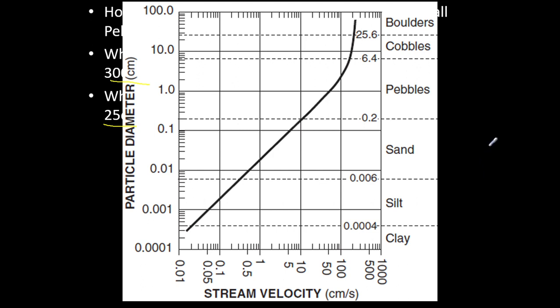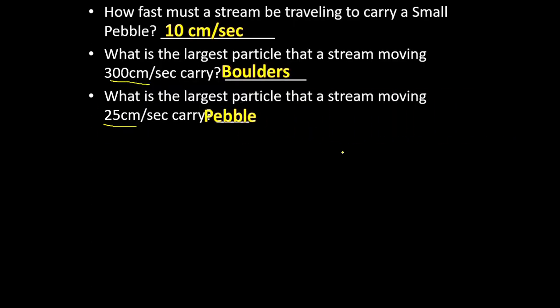So the largest particle is going to be a pebble. Right? So the largest object it can carry is a pebble. If I was asking you the actual size, you'd come right over here and you'd go over this way, which takes us to there. So if this is 0.1, 0.2, 0.3, 0.4, it would be about 0.5 centimeters. So that's how that chart works. That's how you determine how fast a stream is moving and the particles it can carry.